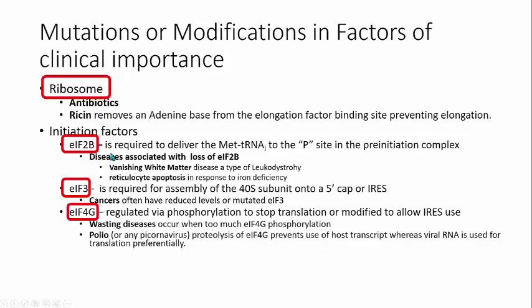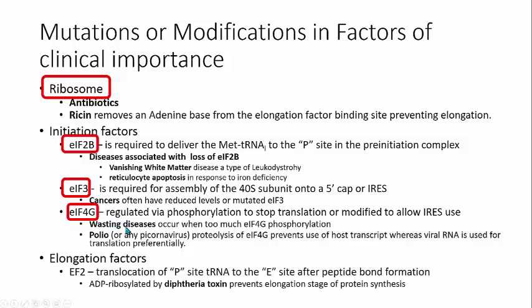EIF2B can be mutated, EF3 can be mutated, EIF4G can be mutated. All of those cause various forms of disease. You do need to know the diseases associated with each. You also need to know that EF2, that's the elongation factor 2, can be ADP ribosylated, and that also changes the ability to do translation because it locks up the ribosome and prevents it from moving the tRNAs out of the P site into the E site so that you can move along the messenger RNA.